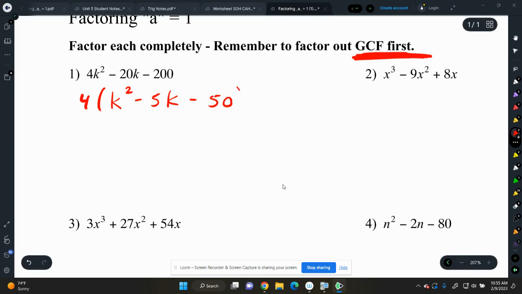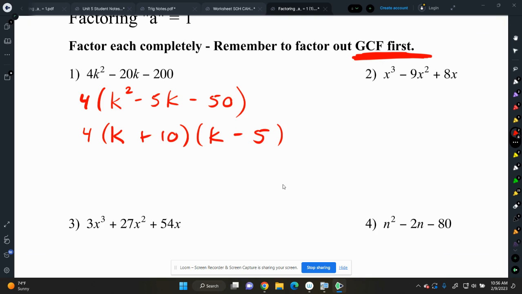Good. Okay. So we take the greatest common factor out first, and then after we do that, Patrick, what do we do? Then you gotta find one that adds to negative 5 and multiplies to negative 50. Good. And what did you get? 10 and negative 5. So let's just double check ourselves.